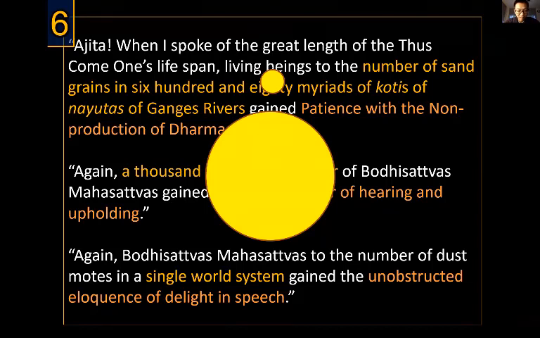And then there's also this single world system, the dust motes in this one whole single world system gain unobstructed eloquence. Imagine we grind the whole galaxy into grains, and then each of these grains is a bodhisattva. That's the kind of number.